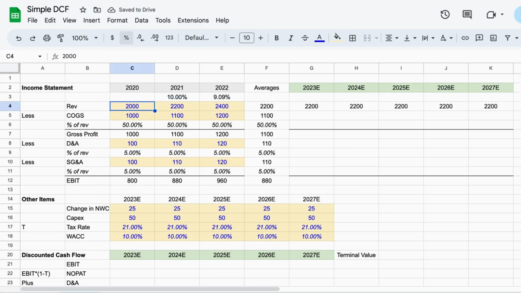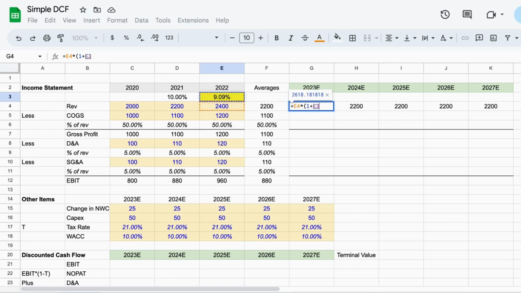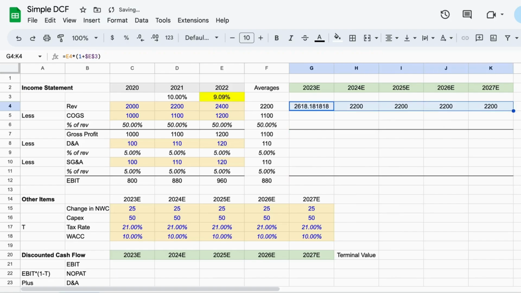So from 2020 to 2021, the revenue grew by 10%. From 2021 to 2022, the revenue grew by 9%. So let's say that instead of this average, we use this 9% value for the growth. So all we would do is go here, take the 2022 value, and then multiply that by 1 plus this, lock it. Oops. Lock that. And then see where that takes us.